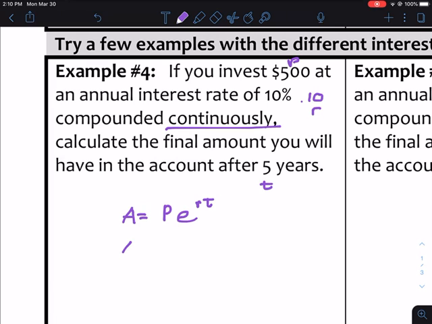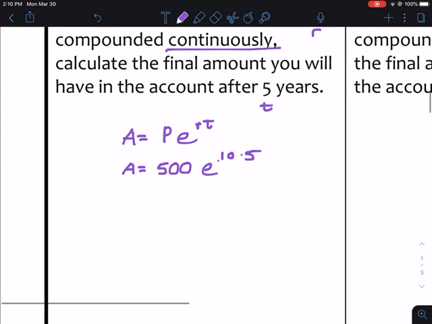Okay, so A will equal, P is 500, times E, and the exponent is 0.10 times 5. Okay, we can put all that in the calculator at once, and when we do, we get A equals 824.36. So after 5 years, I should have put my dollar sign in there, we get $824.36.